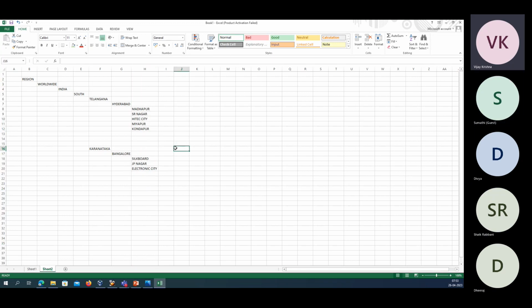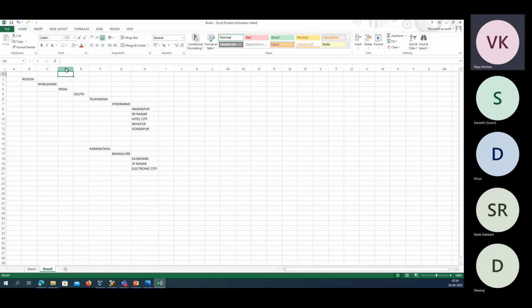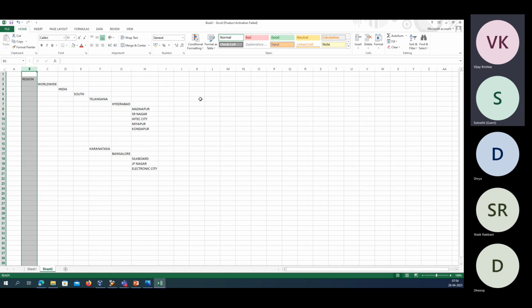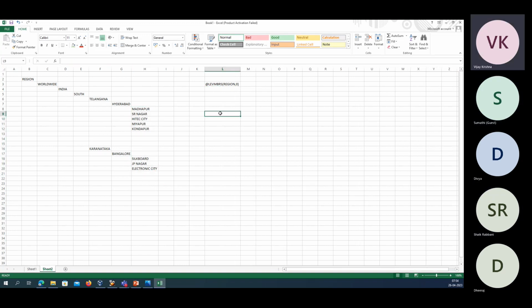If I ask which is level zero, those are level zero. Madhapur and these are all Hyderabad level zero. This is level zero, level one, level two, level three, level four, level five, and level six. If I ask the system, give me level members from my region dimension, give me all level zero members, then you get all these things, correct?